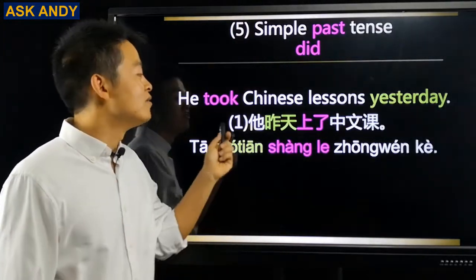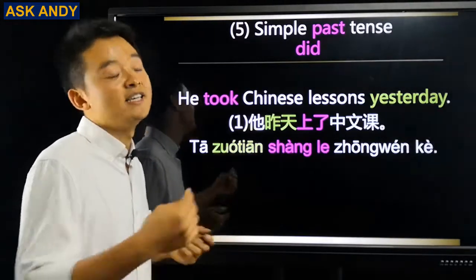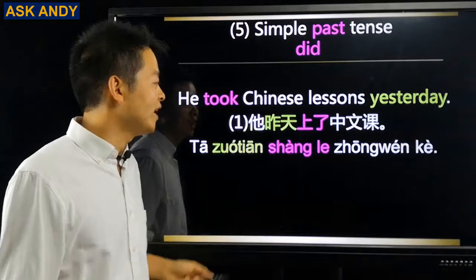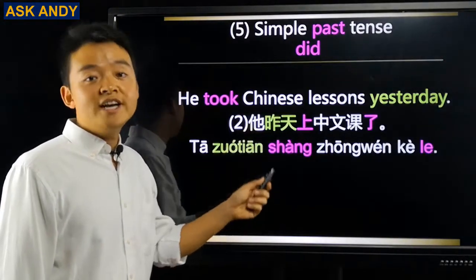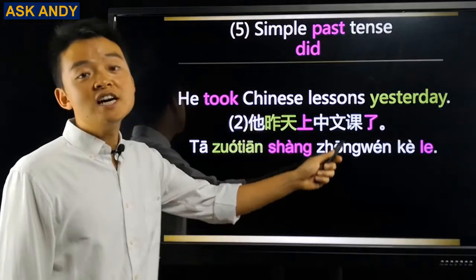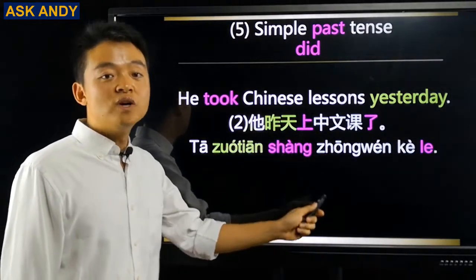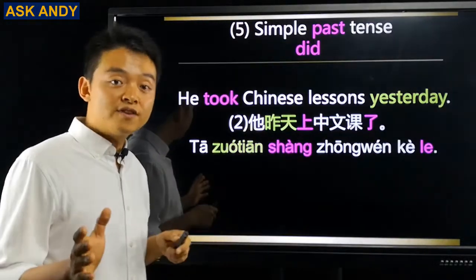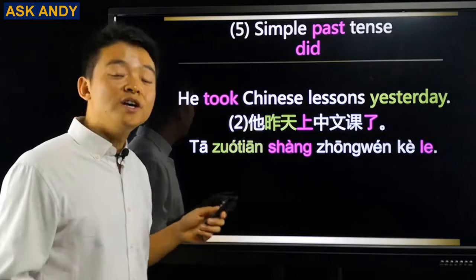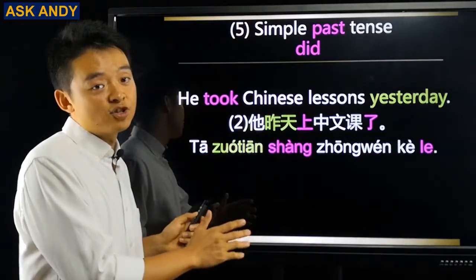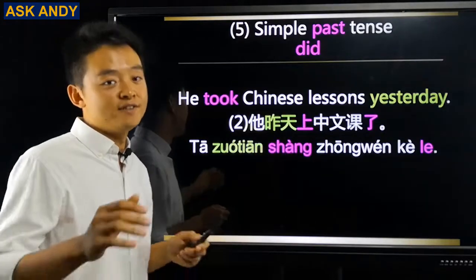But this is the number 1. This is only one of the ways how we say that in Chinese. What about the second way? It is, 他昨天上中文课了。The difference lies in the position of the 了 in the sentence. Number 1, we had the 了 right after the verb. But for number 2, we made the 了 in the end of the sentence.